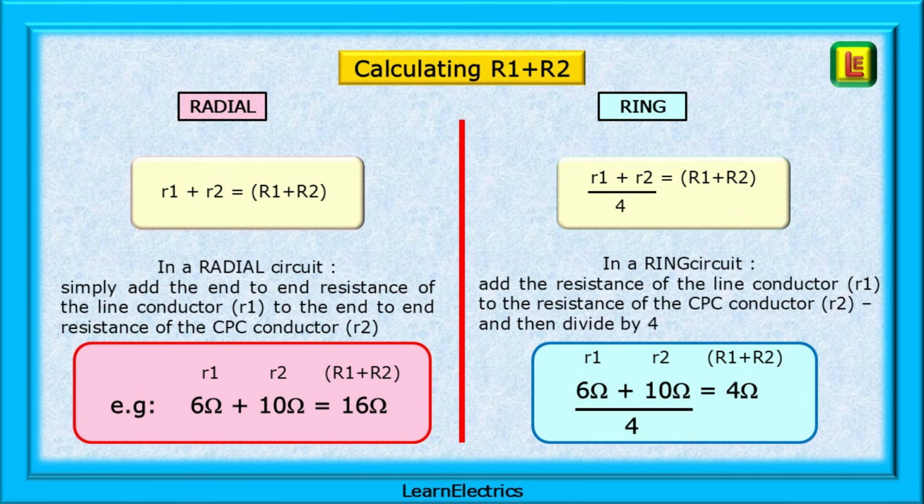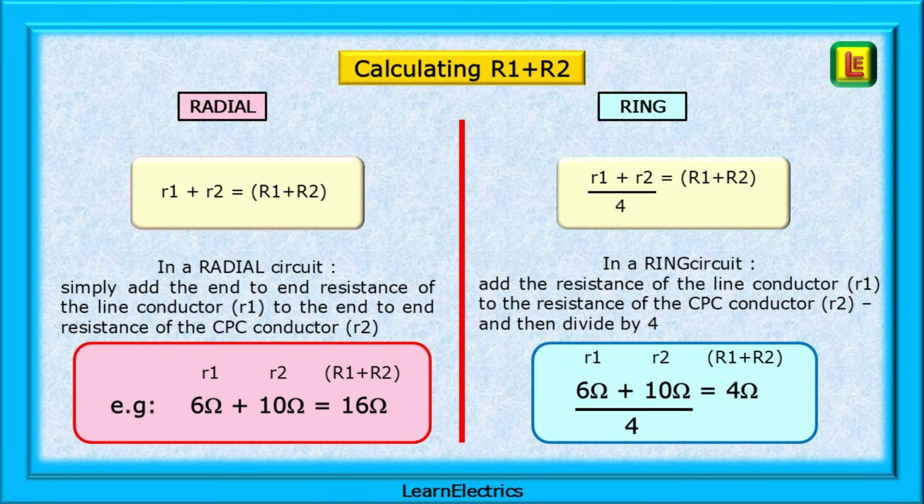When calculating R1 plus R2, we use almost the same formula for ring or radial values. In a radial circuit, simply add the end-to-end resistances of the line conductor, little r1, to the end-to-end resistance of the CPC conductor, little r2, and the example here shows this. 6 ohms plus 10 ohms is 16 ohms. For a ring circuit, there is one small change to account for the conductors being in parallel. In a ring circuit, add the resistance of the line conductor, little r1, to the resistance of the CPC conductor, little r2, and then divide by 4.